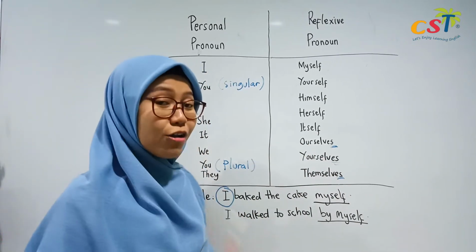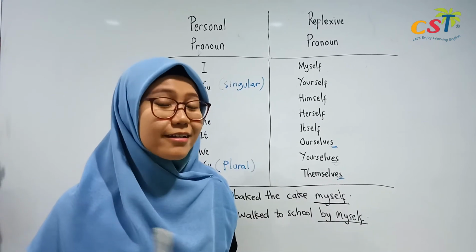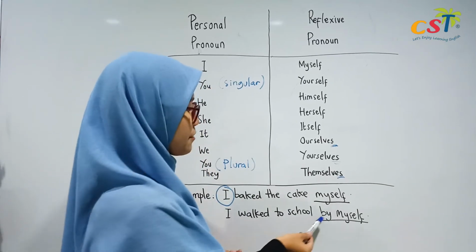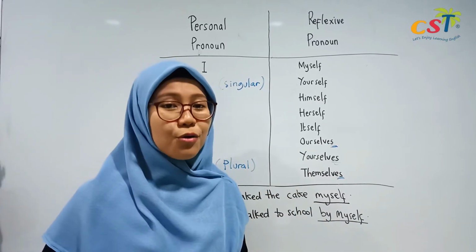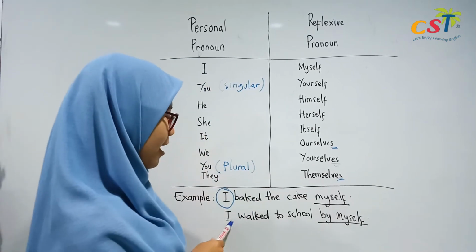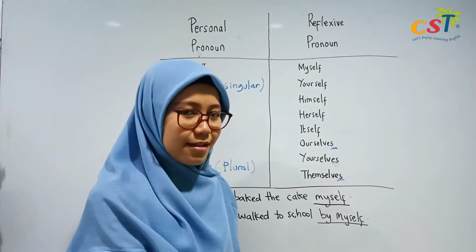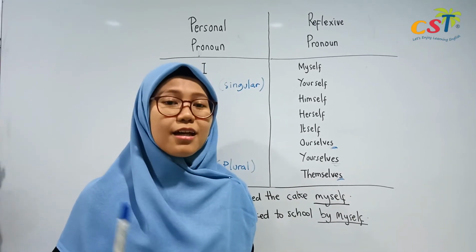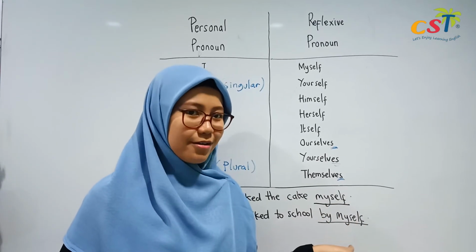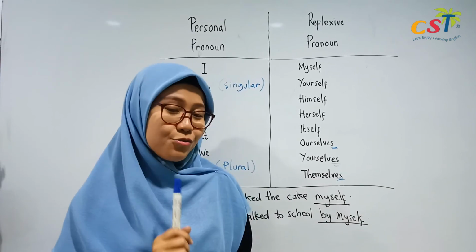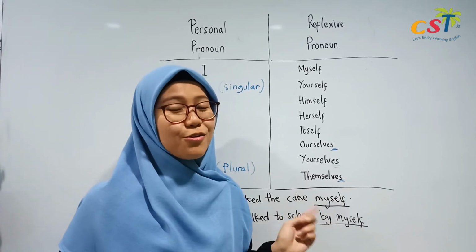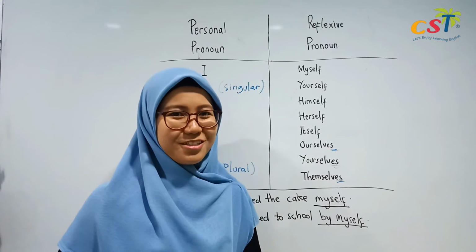Now, we can also add by before the reflexive pronoun. But the meaning will be different, because when we add by, it means to show that you do the activity alone. For example, I walked to school by myself. So it means you do it alone. That's why we add by in front of the reflexive pronoun. But when you don't add by, it means to give emphasis on who did the action actually.